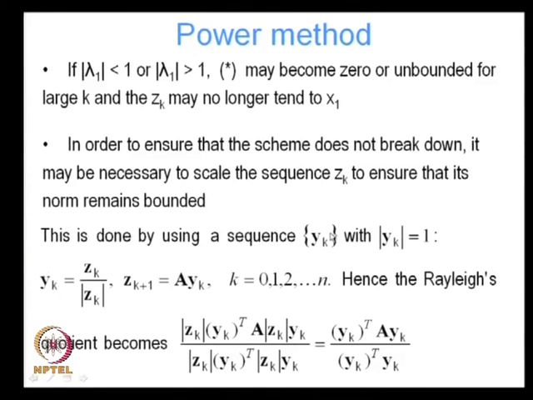So, instead of working with the sequence zk, we work with the sequence yk, where the norm of yk is equal to 1. So, now my iteration algorithm is slightly changed. zk plus 1 is no longer equal to A operating on zk, it is A operating on yk, right. And therefore, the Rayleigh quotient also automatically changes. It becomes yk transpose A yk over yk transpose yk. It is clear from this expression that this is going to be bounded. Why is that? Because the norm of yk is 1, and A has finite norm. So, this can never be 0 or infinity.